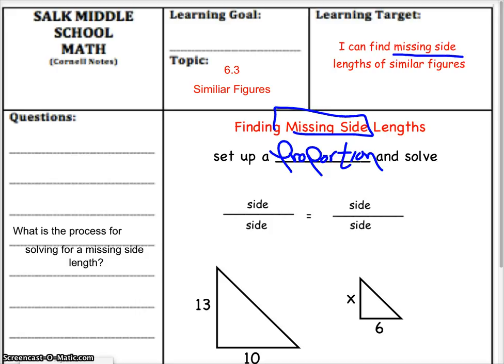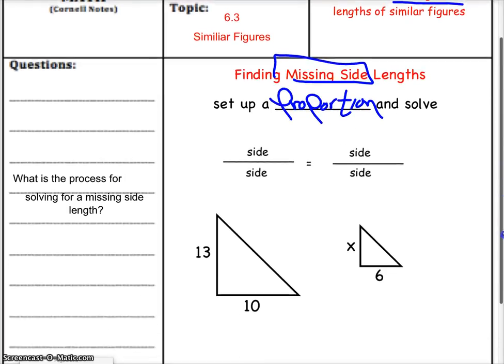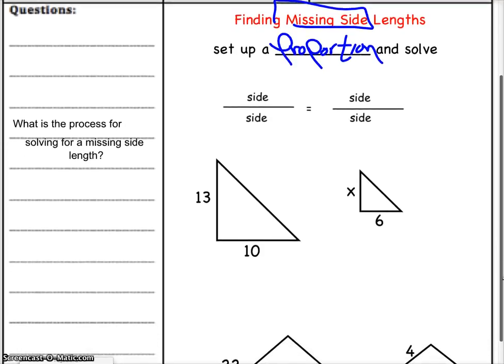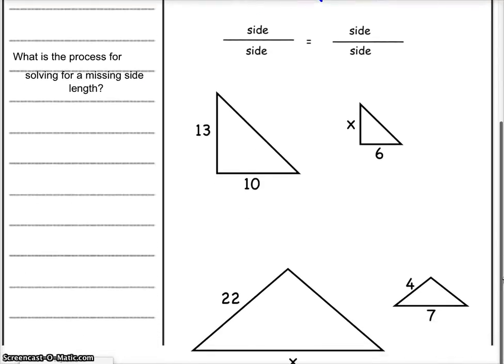Again, this is your main learning target, and this is more applicable for MCA style questions. They'll have you find missing side lengths of similar figures. Again, I wrote side is to side as side is to side. However you choose to arrange your sides is your choice. There are lots of different ways to set it up. Some kids like different comparisons. I don't know. I'm going to show you how I do it.